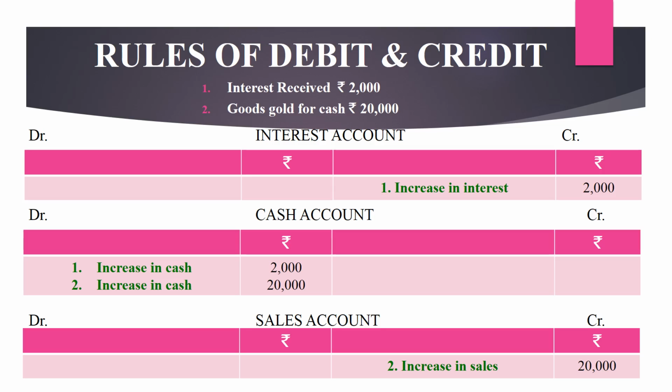Next, goods sold for cash. Okay, now in this transaction, one account is cash and second account is your sales. So cash increase हो रहा है by 20,000. So asset increase will be recorded on the debit side, whereas sales, it's the revenue for the business and revenue increased by 20,000. So we will record on the credit side of sales account.